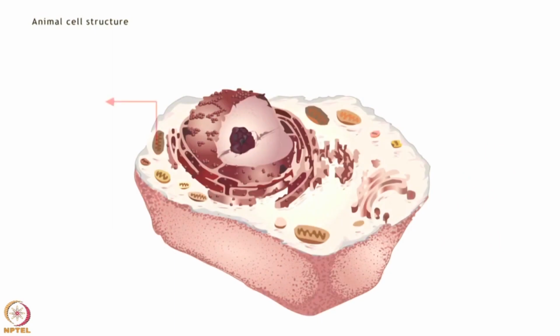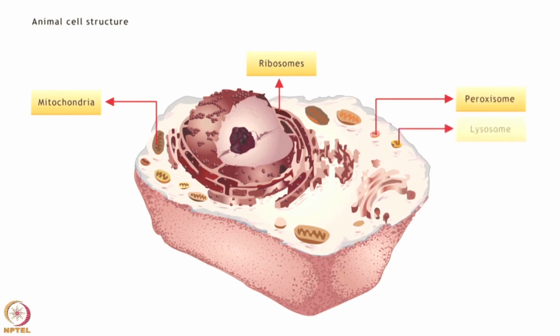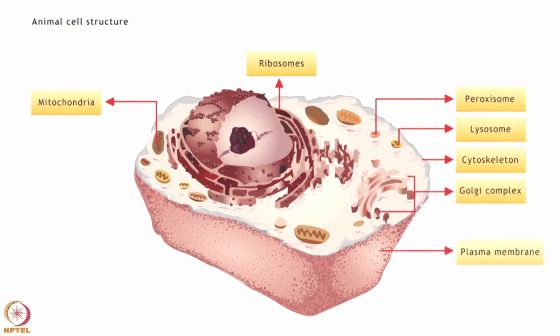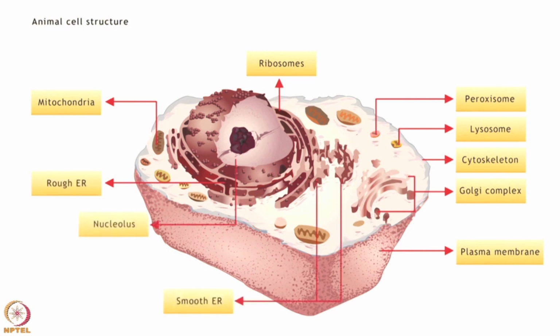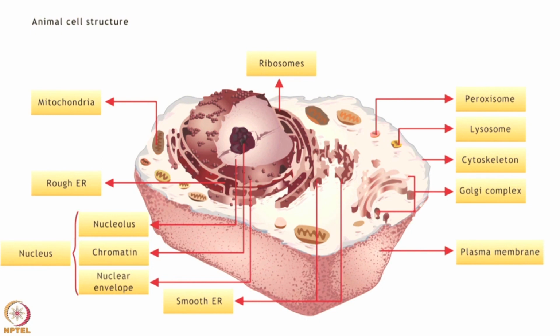A typical animal cell lacks a cell wall and contains several membrane-bound organelles such as the nucleus, mitochondria, endoplasmic reticulum (ER), Golgi apparatus, lysosomes and peroxisomes. Click on each component to know more about them.